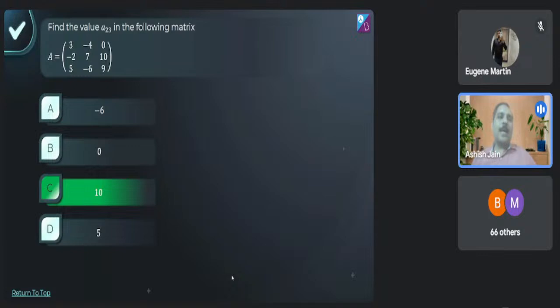Now I asked, your question is, find the value of A23 in the following matrix. A23 means the element at second row, third column. So here, second row elements are minus 2, 7, 10. And we want the second row, third column element. So the second row, third column element is 10. Option C is correct. Clear?